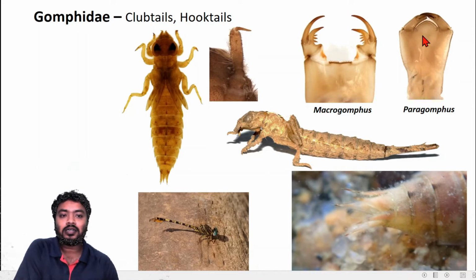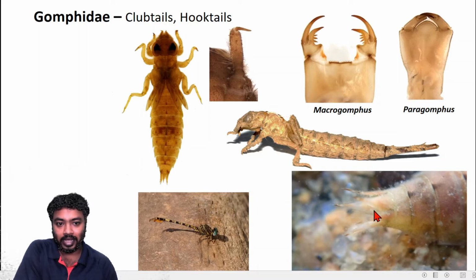So by looking at the characters of the labial palp, we can identify the genus, and after that, up to species level, we have to count these rakers, like these teeth. We have to take care of the length of the teeth and the arrangement of the teeth, minute characters. So this is actually the abdominal end of Paragomphus lineatus. Here the video is there, showing it inhaling the water and exhaling. So let's see.